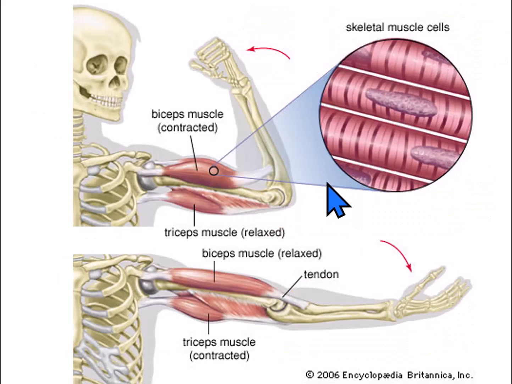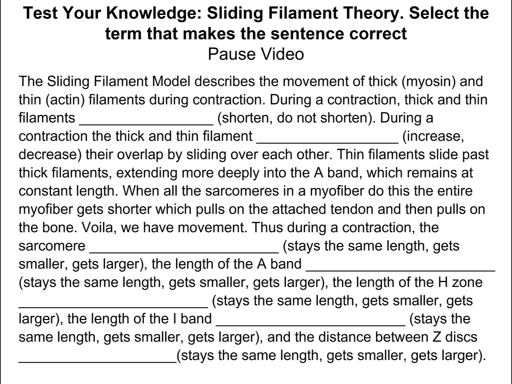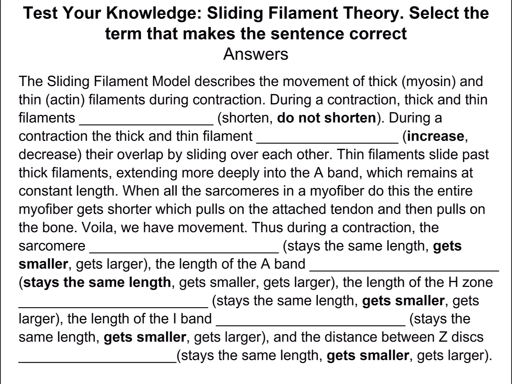And when you contract your muscle, why does it get bigger? Because when you contract it, all of those thick and thin myofilaments are overlapping and it increases the size of the muscle. Let's test our knowledge. Pause your video and select the term that makes the sentence correct. Here are the answers. And that concludes this video, and let me know if you have any questions.